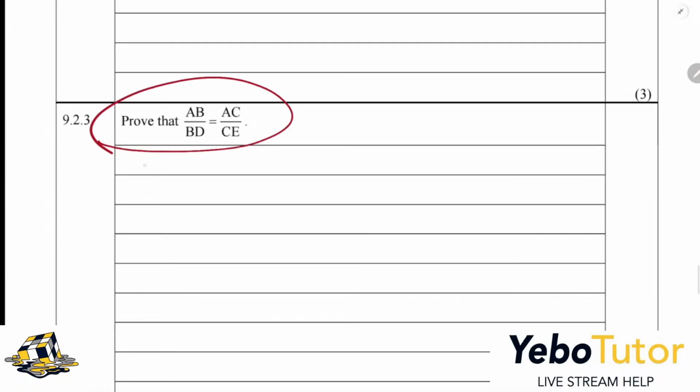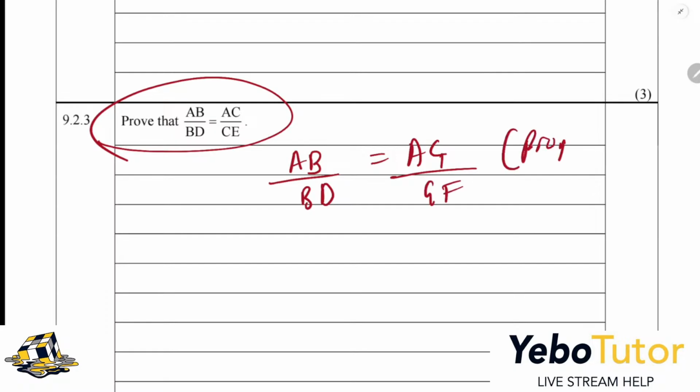Now prove that AB over BD is equal to AC over that. Okay, that's not bad because we already proved some interesting things about parallel lines. So we can use the proportion theorem and you can see that AB over BD is equal to AG over GF, because we can now use the proportion theorem.